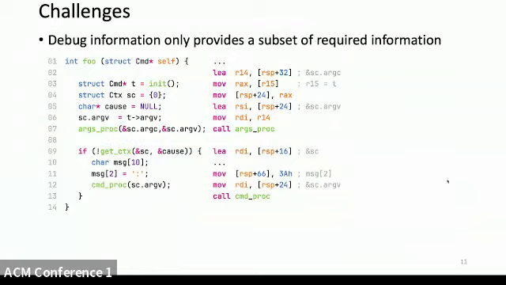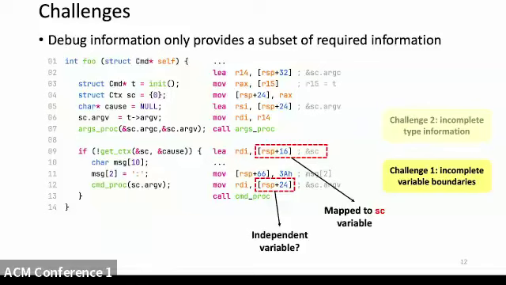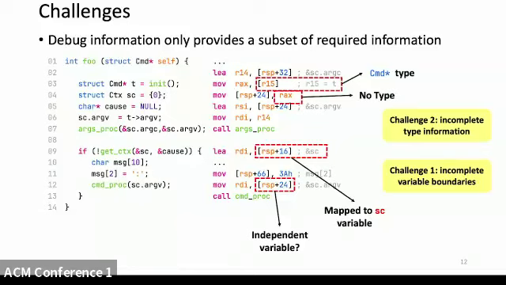Here I also show the corresponding assembly code of the source code. The first challenge is that the debug information usually contains incomplete variable bindings. For example, the memory reference at line 9 is mapped to the SA variable by the debug information. However, the memory reference at line 4 does not have any mappings. The second challenge is that the debug information usually has incomplete type information. For example, the R15 register at line 3 has a pointer structure type. However, the RSI register at line 4 does not have any explicit types.